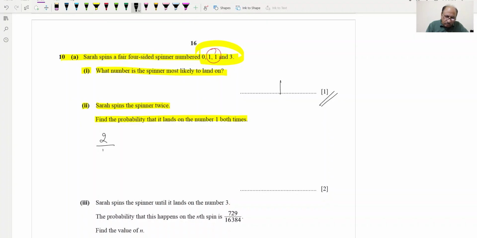2 by 4, and for the second one also it will be 2 by 4, and we can write 1 by 2 into 1 by 2, which will be equal to 1 over 4. So this will be the answer which we can write over here. This was the 2 mark part.